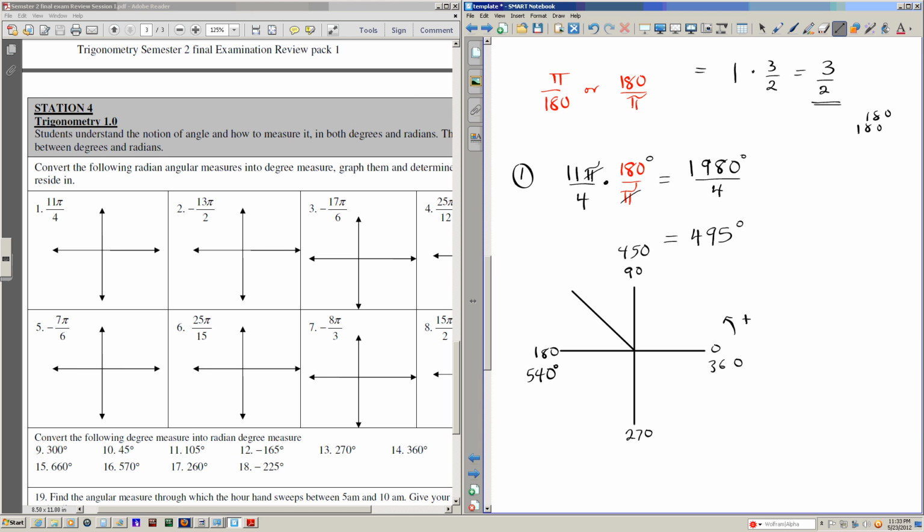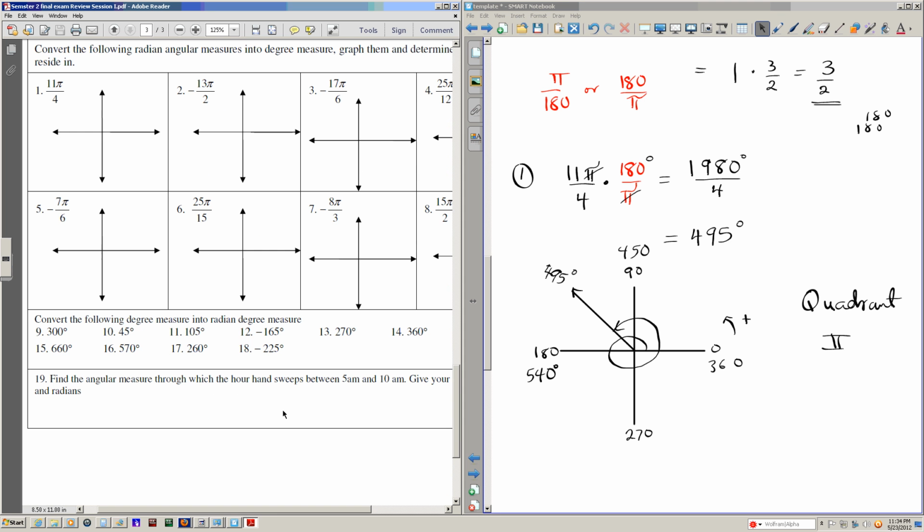Okay? So to indicate the direction we did to get there, we went one full spiral, which is 360, and then bam. There goes the final result. This is the terminal side, and this is 495 degrees. And our result is in quadrant 2. Okay? All right, so there you have it.